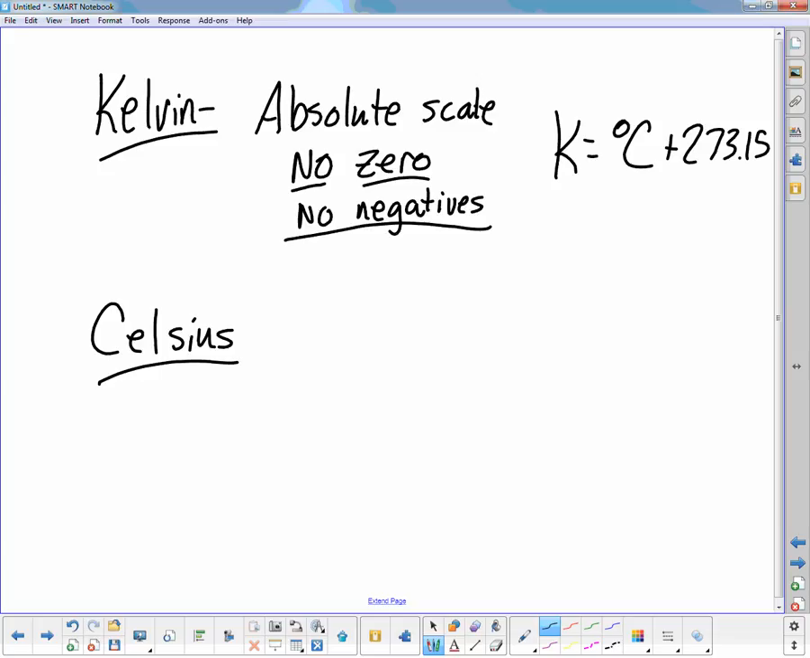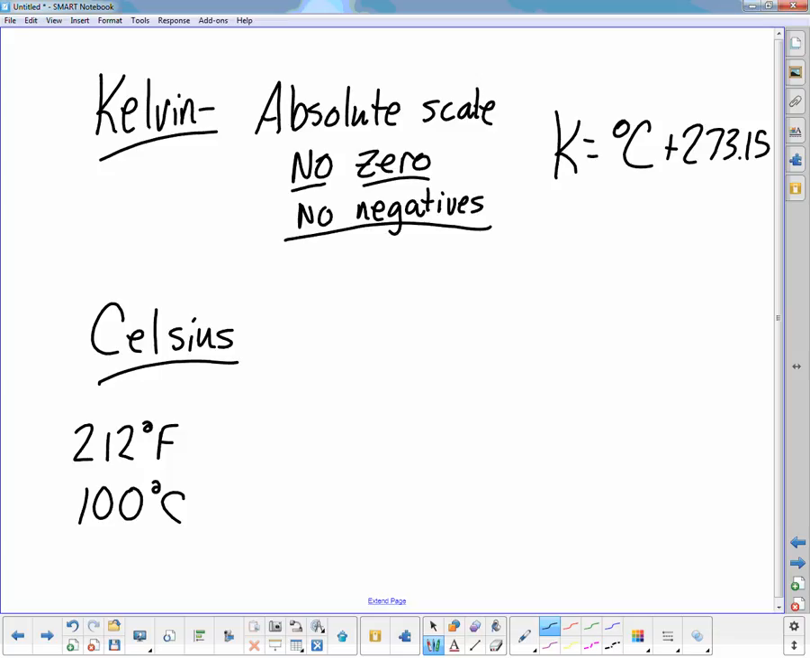So, we also need to know how to convert between Celsius and Fahrenheit. Now, does anybody know what this number is in Fahrenheit? Okay, does anybody know what this number is in Celsius? What does it represent? They're both boiling points of water. Okay, they're both boiling points of water.